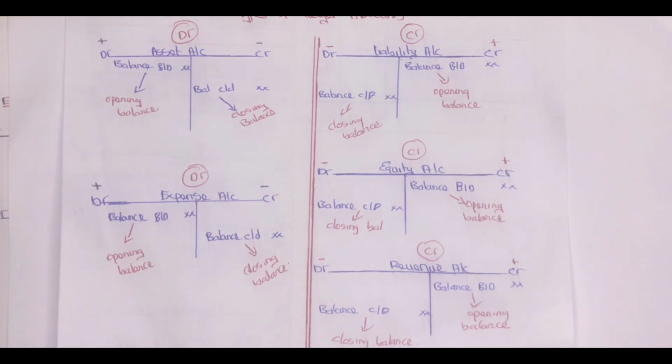And also when doing your recordings, take note of the golden rule of accounting that says that you debit all the expenses and losses, you credit the incomes and the gains. Debit the receiver, you credit the giver. Debit what comes in and credit what goes out. So those are some of the things that you need to keep at the back of your mind.